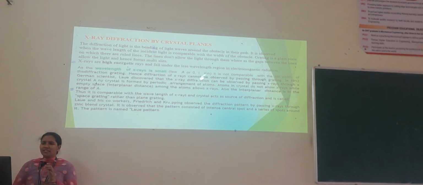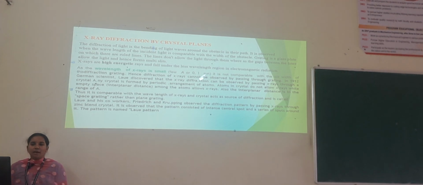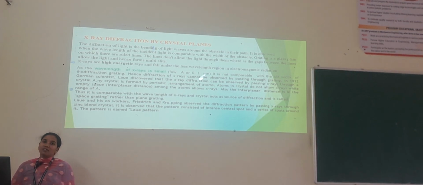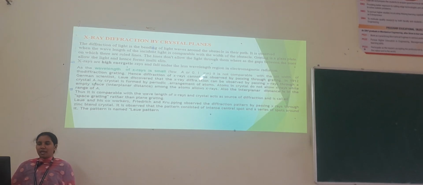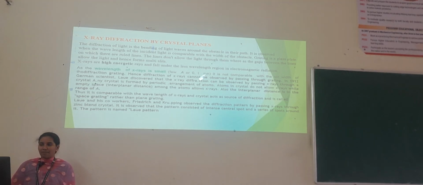Now, X-ray diffraction by crystal planes. Diffraction, I have already mentioned as a property in the first unit on waves. What exactly does diffraction mean? Bending of light rays around the corners of an obstacle is nothing but diffraction. The diffraction of light is the bending of light waves around the obstacle in their path. It is observed when the wavelength of the incident light is comparable with the width of the obstacle.